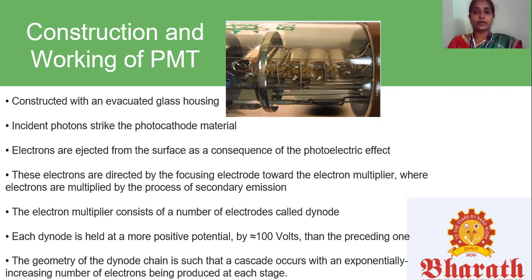Electrons are ejected from the surface as a consequence of the photoelectric effect. These electrons are directed by the focusing electrode towards the electron multiplier, where electrons are multiplied by the process of secondary emission. The electron multiplier consists of a number of electrodes called dynodes, and each dynode is held at a more positive potential by approximately 100 volts than the preceding one.